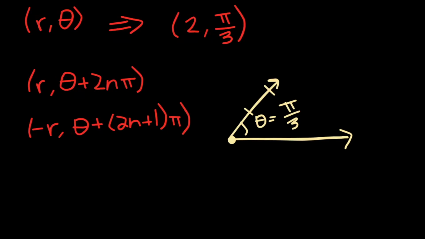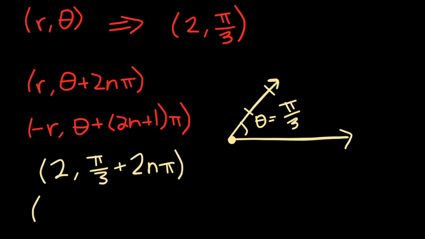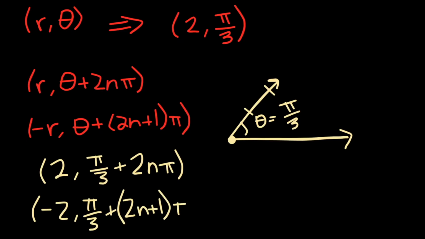If we plug in 2 for r and pi over 3 for our theta, we get 2, pi over 3 plus 2n pi, and negative 2, pi over 3 plus (2n plus 1) times pi. If we assume that n is 1, we can go ahead and plug in and simplify.